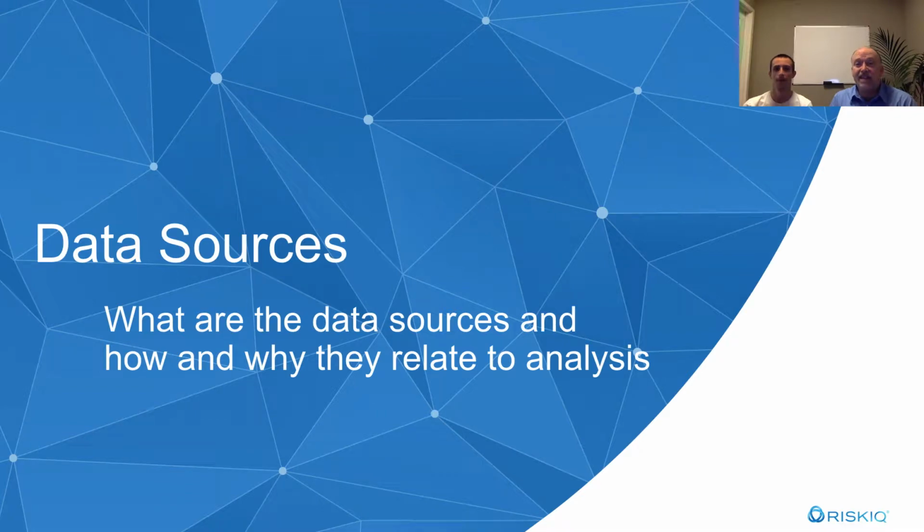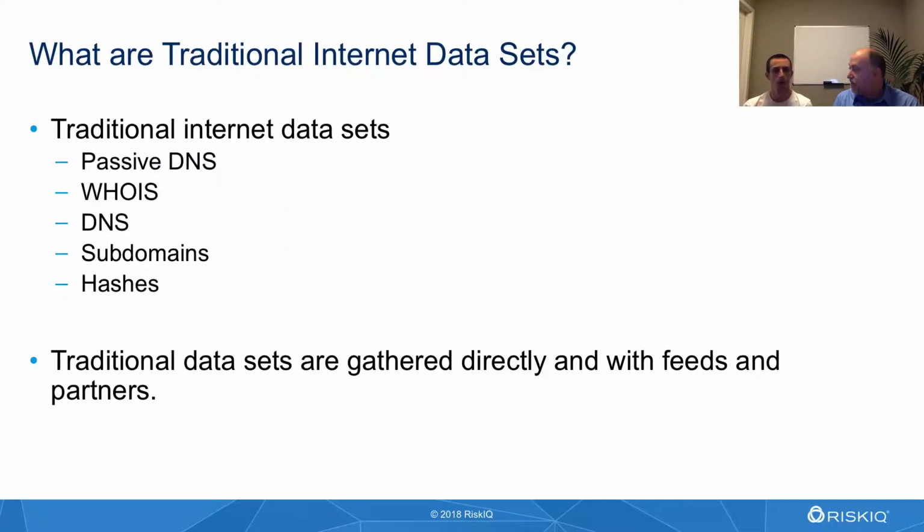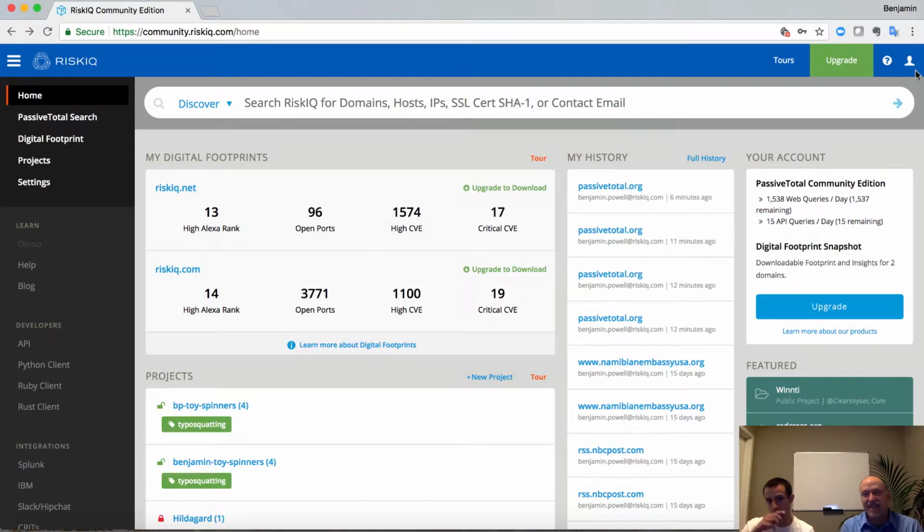Okay, so the next section we're going to talk about is data sources. We actually split this into two types of data sources. We have what we call traditional data sources. These are ones that have been around for a number of years. And then we have data sets that have been derived from the web crawling and the internet scanning that RiskIQ does. Those are what we call the crawling data sets, or you could just consider them more advanced data sets.